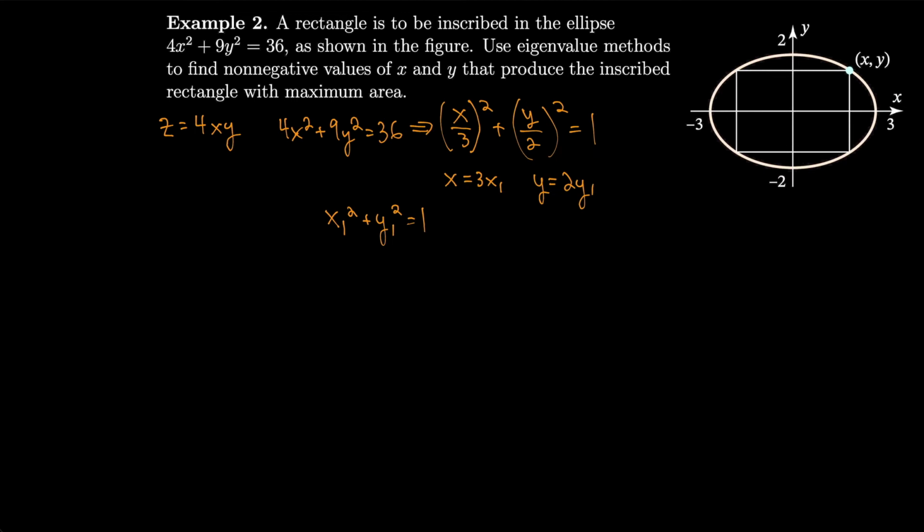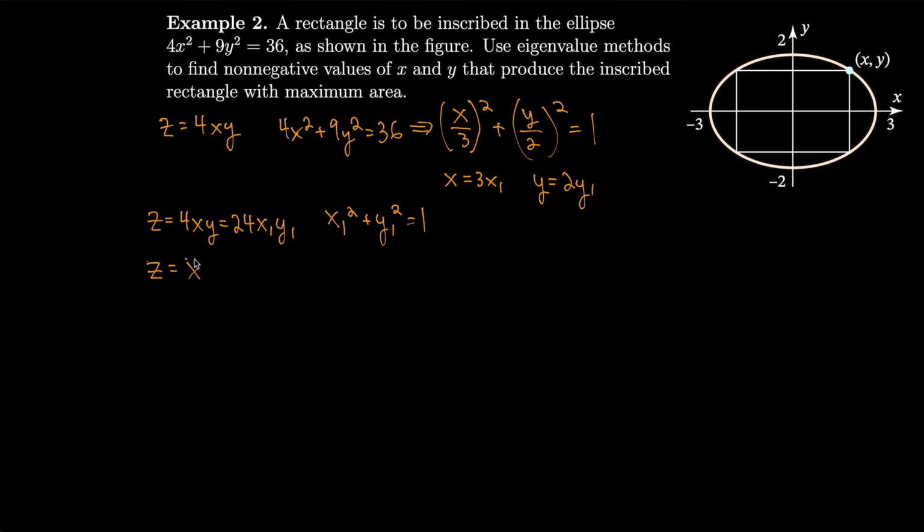So plugging those back into z, we can see that our problem where we have z equal 4xy is the same as maximizing 24 times x1 y1 subject to the constraint x1 squared plus y1 squared equals 1. So now that we have our constraint equal to 1, we can maximize this the way that we did it before using eigenvalue methods, and that will in turn maximize the original 4xy.